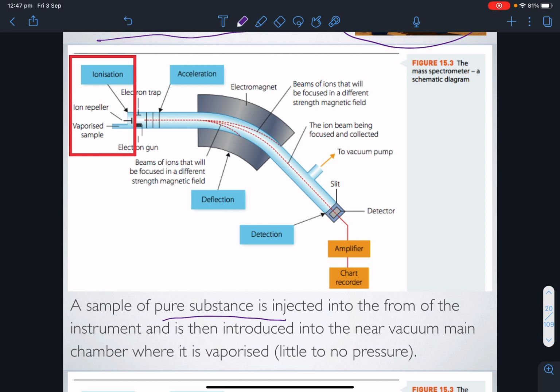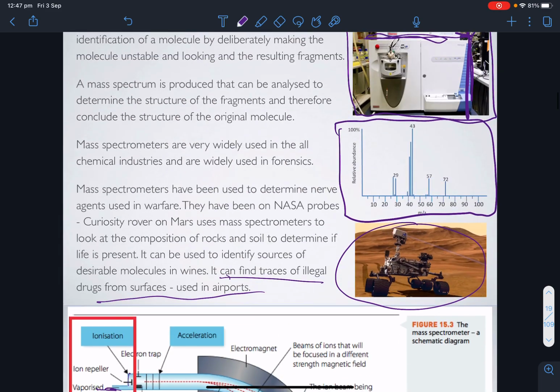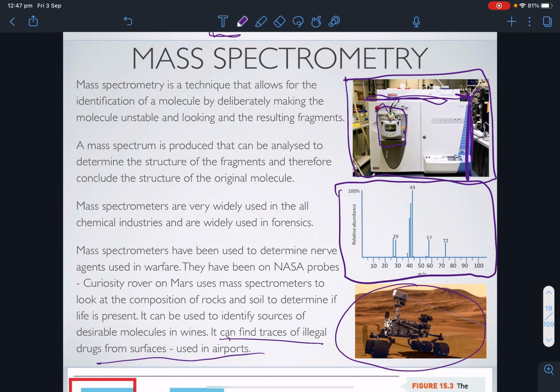It's an injected, vaporized sample, so it's injected into the instrument, which is the whole instrument in here. The whole tube is held down near vacuum, so it's been pumped out of all gases. And so a sample gets injected in, and because there's near vacuum, it gets vaporized. Okay, so it turns into a gas state because there's little to no pressure in there. Now the injectant, this is the injection port. You can use a syringe to inject it in.